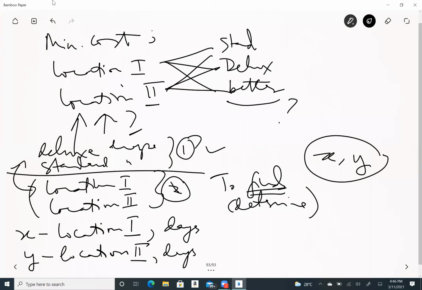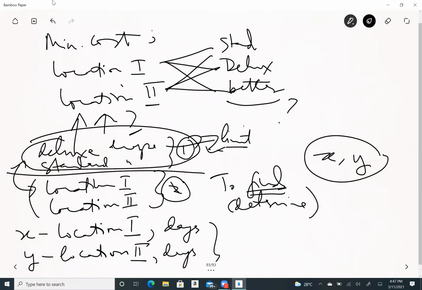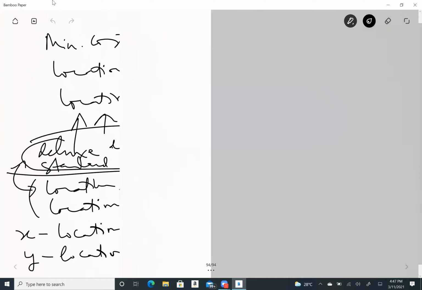So these are the units. Once you have the variables, these other ones are also variables, but variables with the limit. The actual variable, the one that you want to find, is the location. So what you do next is relate these things. You have location 1, call it X, number of days. Location 2, call it Y, number of days.